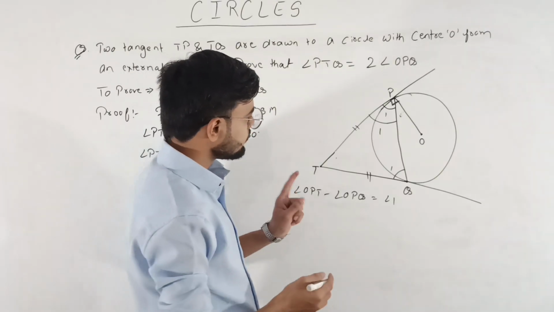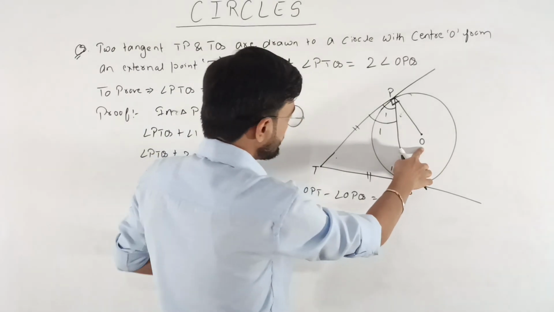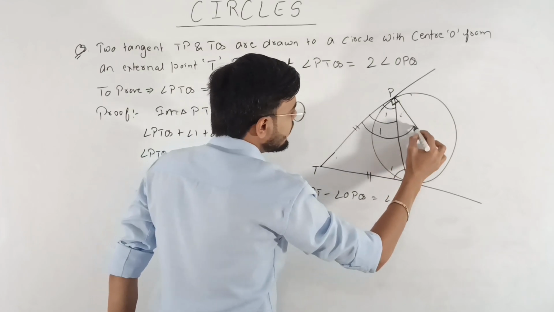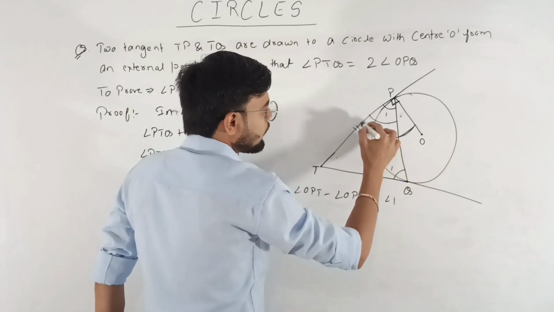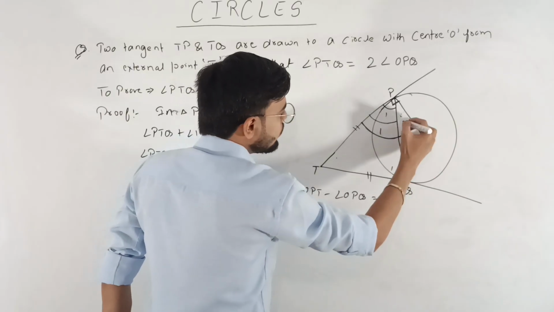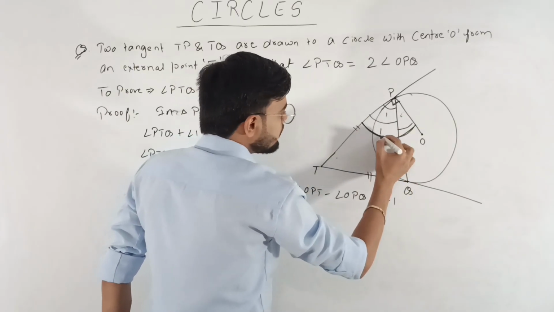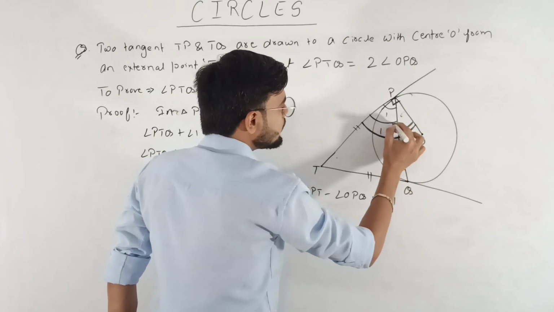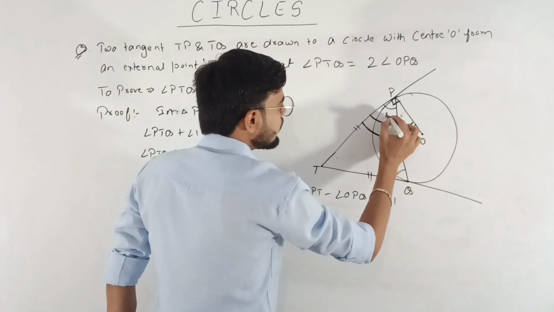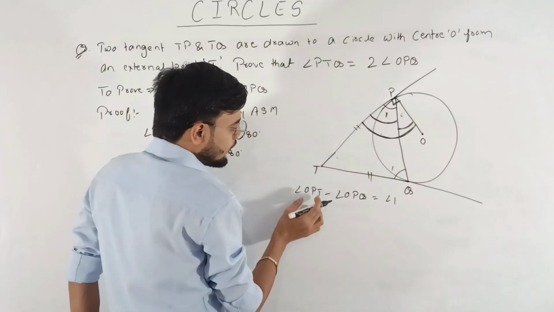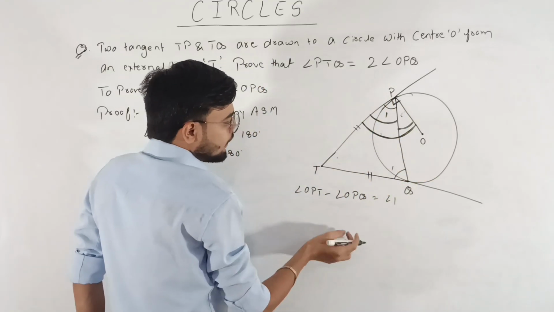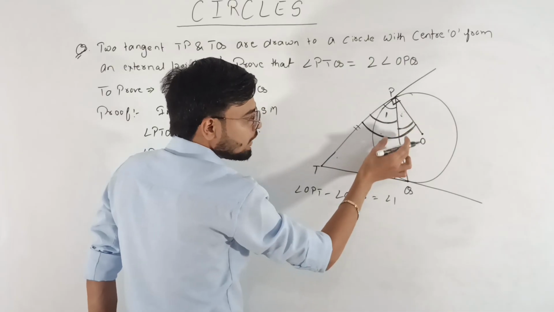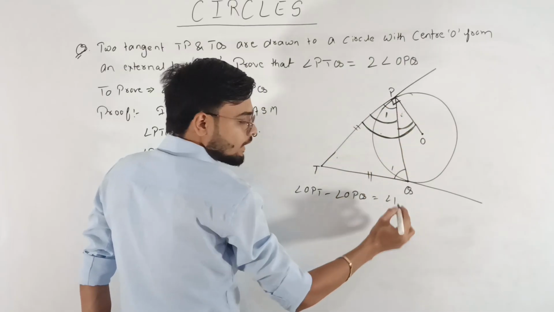Look here. OPT is this bigger angle, and from this angle I subtract angle OPQ, this angle. From this bigger angle I subtract this smaller one. Then I get this angle, which is angle 1. Understood? So I write here OPT, this one is the bigger angle, and OPQ the smaller angle. When I subtract this smaller from this bigger one, then I get angle 1. So I write it here, angle 1.